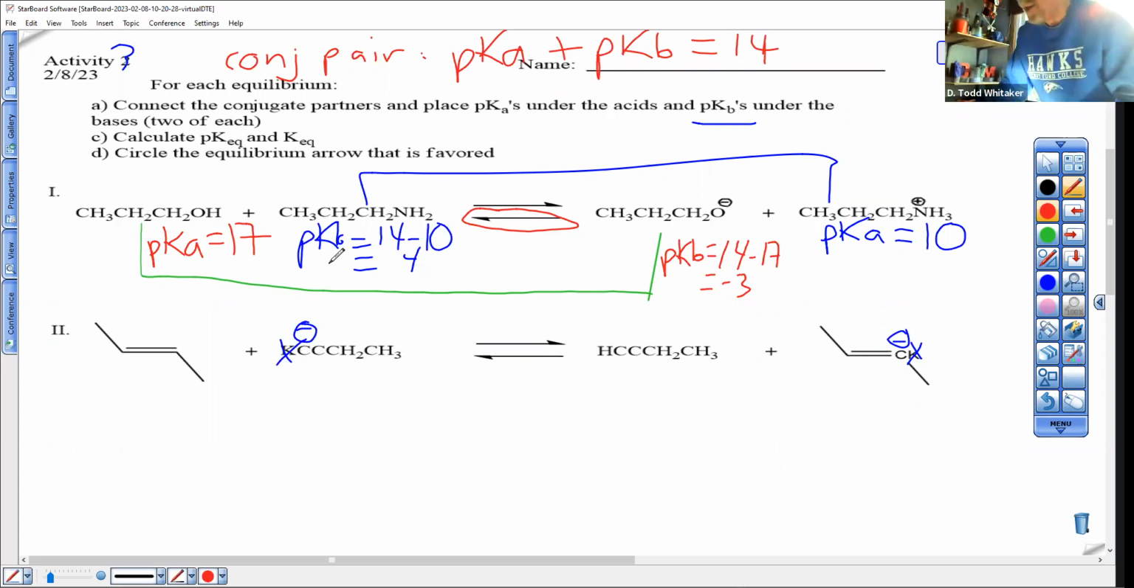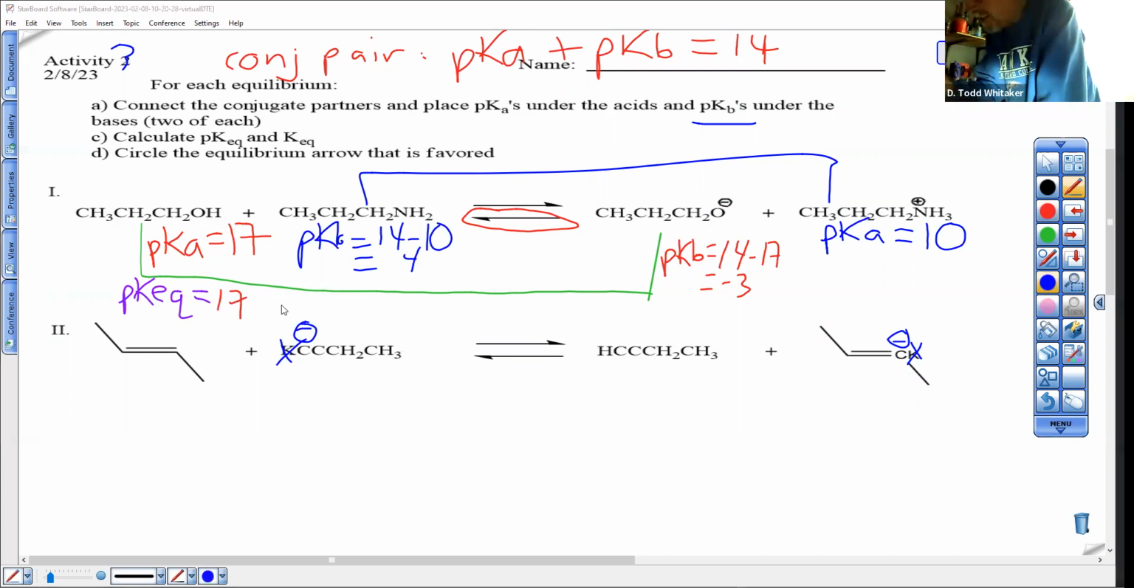Okay, and pKeq is calculated from pKa. We'll do it in purple, and it's always the same calculation. You take the pKa of the acid on the left, 17, and subtract the pKa of the acid on the right. pKeq is negative. Oh yeah, that means reaction.